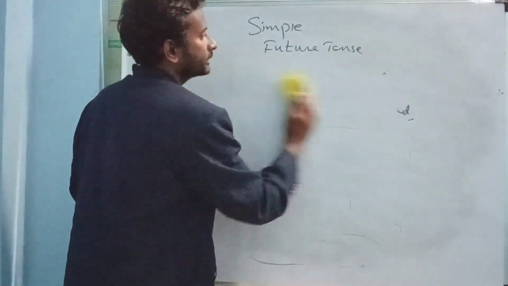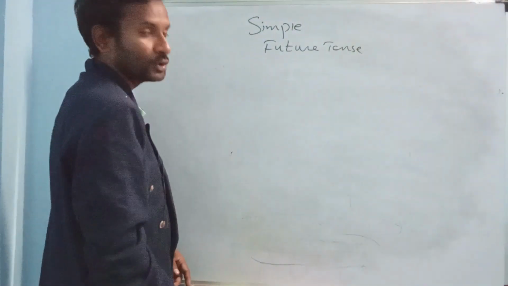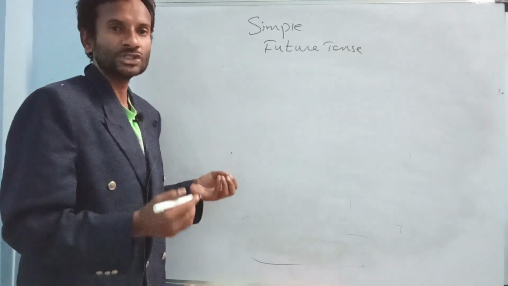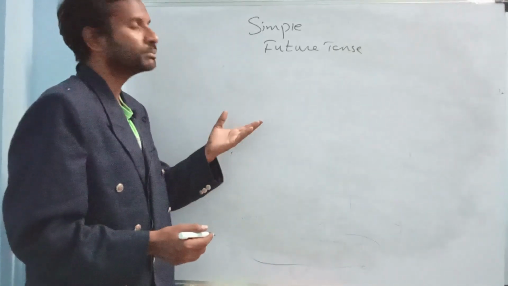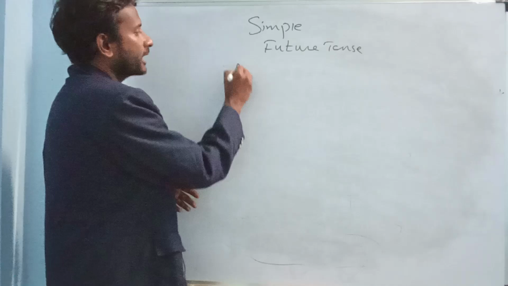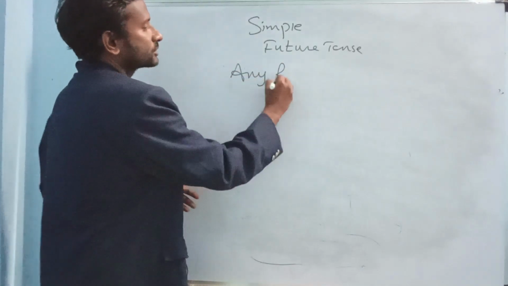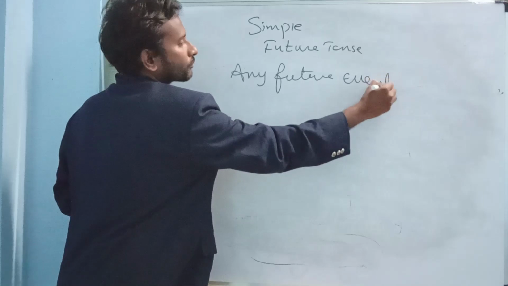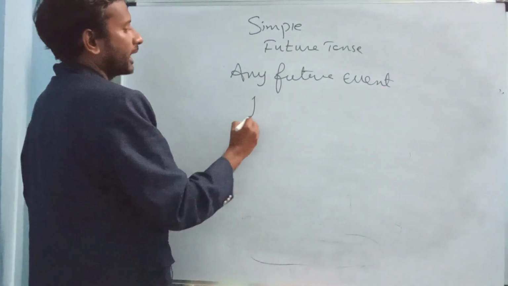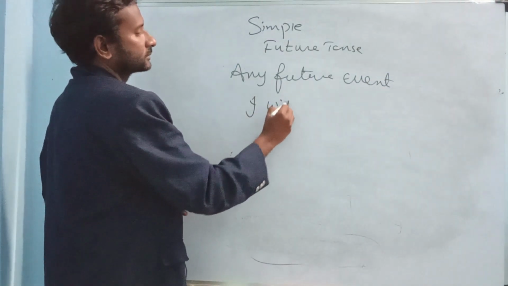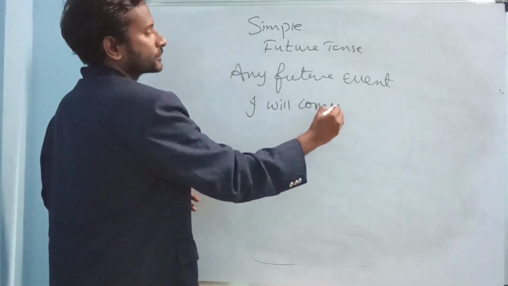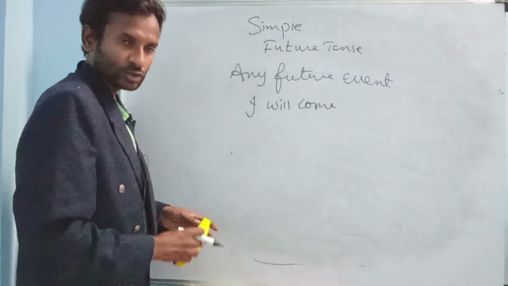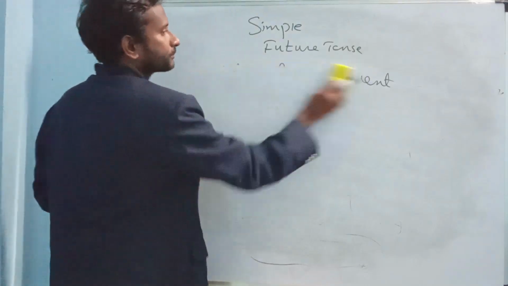Now let us look quickly into the second use. Usually the basic use is whenever you have some future actions, you will use simple future tense, any future action, any future event. Okay, I will come tomorrow. So, this is one natural future event.